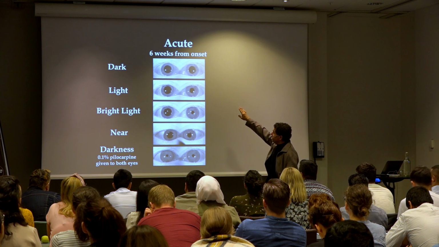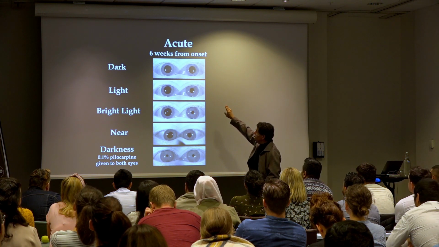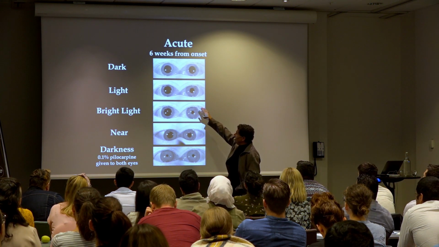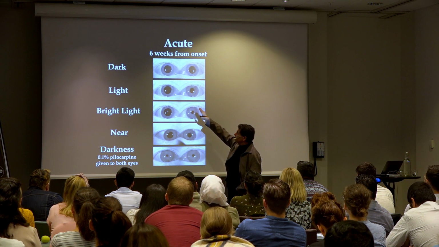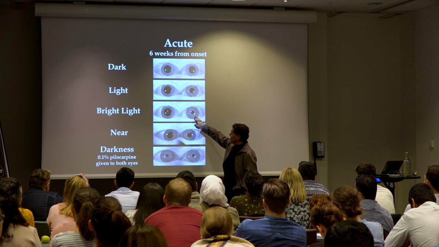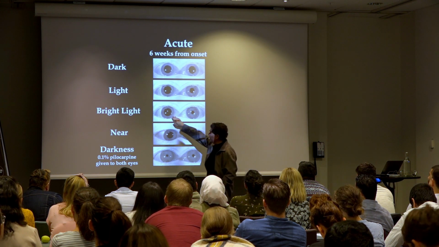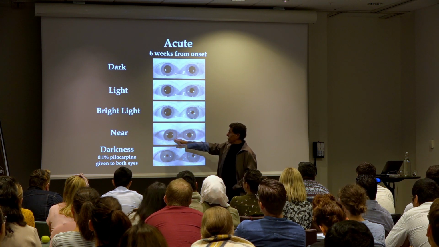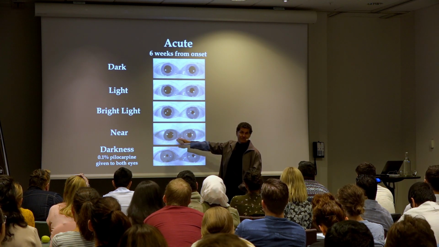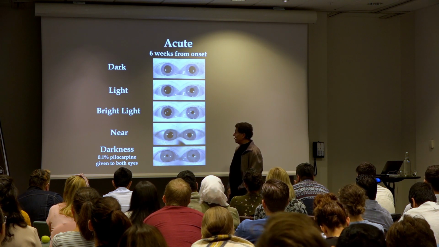Here's an acute ADIE's pupil, here in darkness. In light, obviously, you're now emphasizing the efferent defect in the Adie's right pupil. In bright light, you're even driving down the normal pupil even more, so you're really accentuating the anisocoria. Near, there's no response because it's acute. Remember I said that's not reinnervated yet.